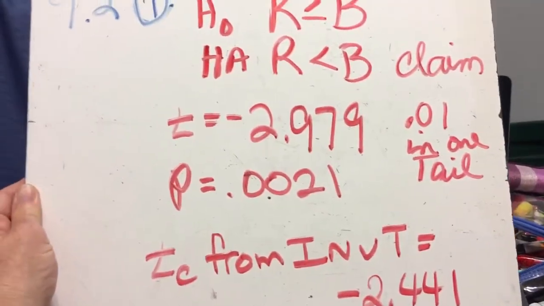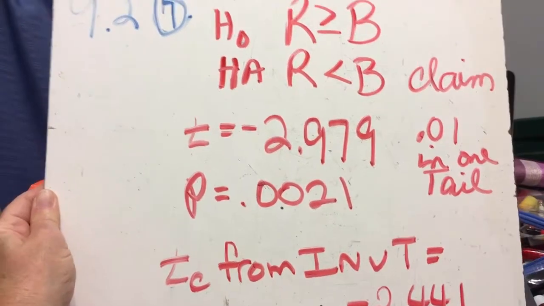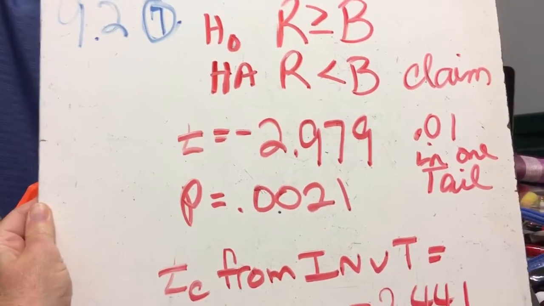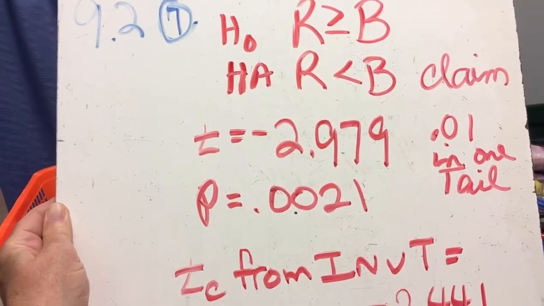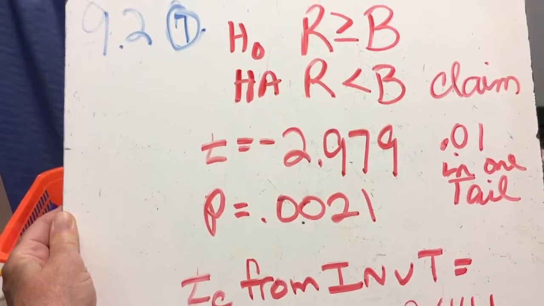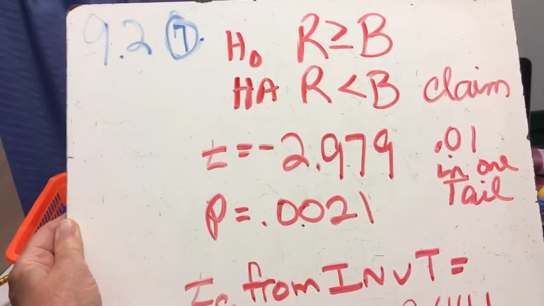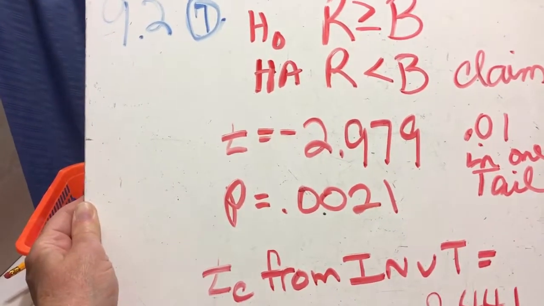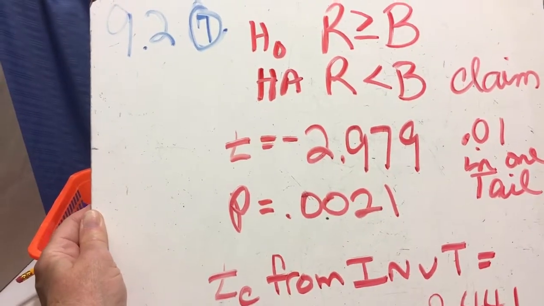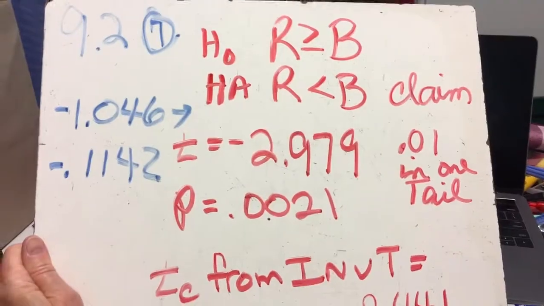So again, since we have 0.01 in one tail, that's going to be the same thing as a 98% confidence level, because the 98 would have 0.01 in two tails. So we're going to use 0.98 as the confidence level or the interval. Well, here is my board.